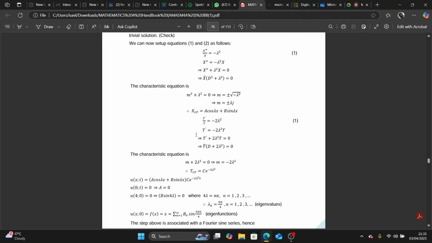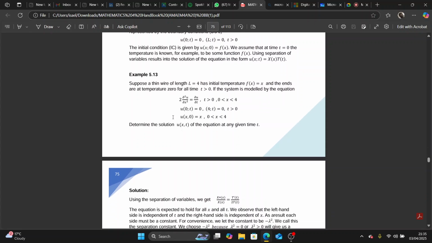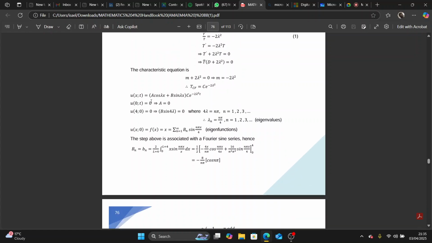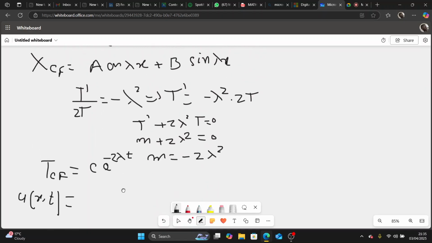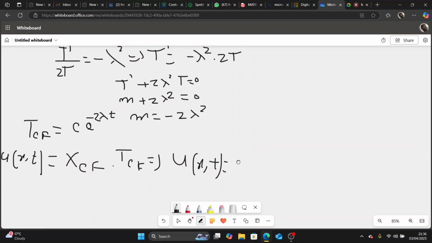If you see from the beginning, they said u is a combination of what? X and what? Chi. So once you find those particular solutions of x and chi, you bring them together. So basically you multiply them. In simple terms, you are simply doing XCF times GCF. So what does it mean? It means u x chi is equal to what? Is equal to a.